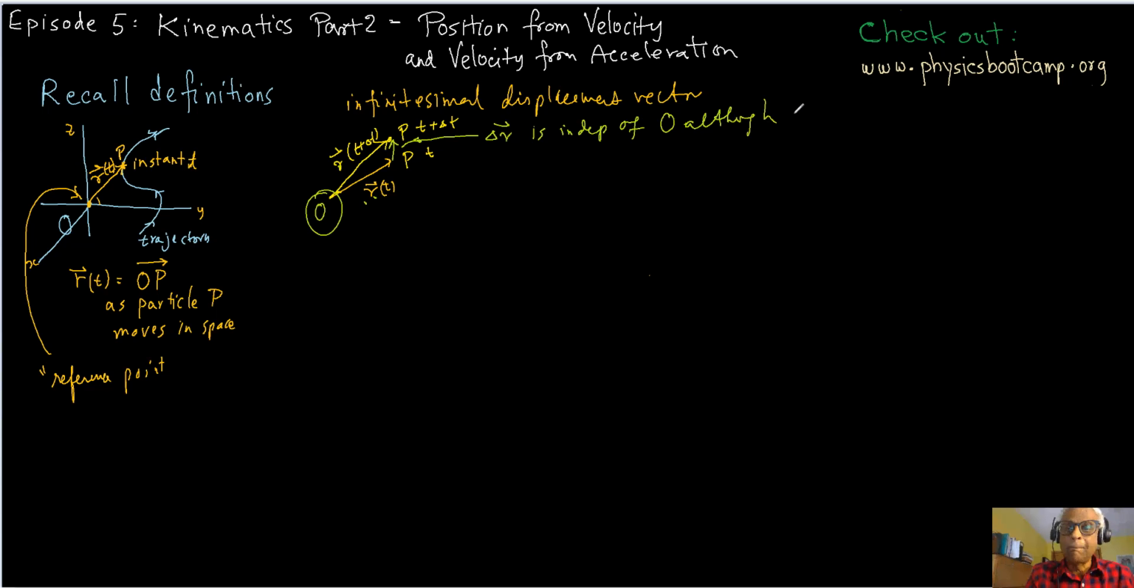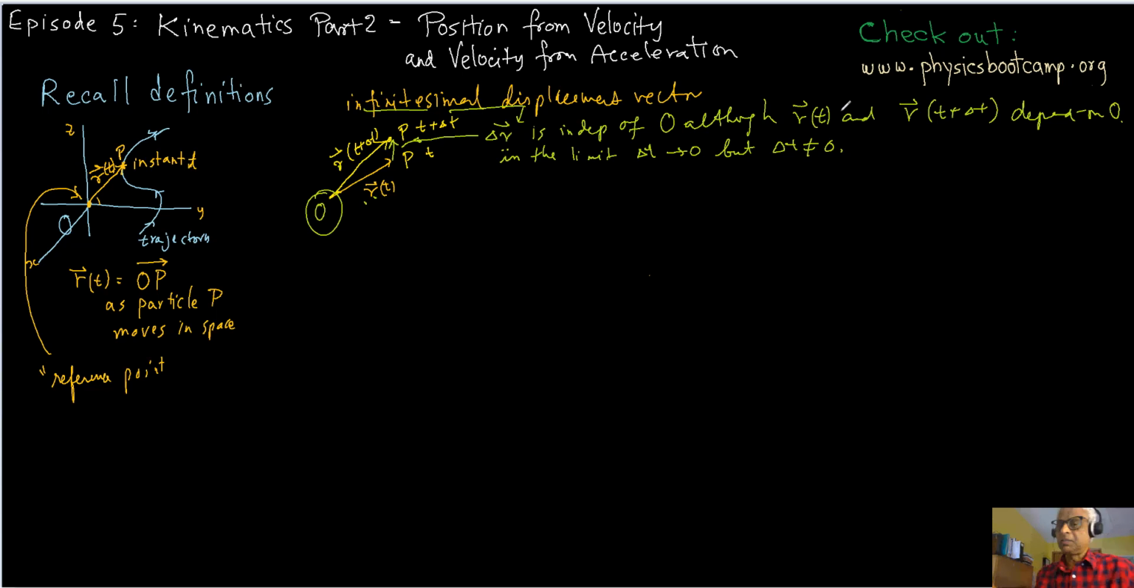Although r(t) and r(t plus delta t) depend on O. And so we had a definition: delta r is an infinitesimal displacement in the limit delta t goes to 0, but delta t is not 0. This concept is coming from calculus.